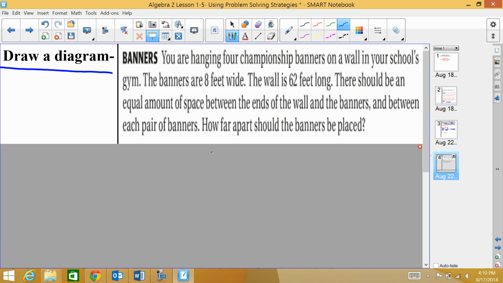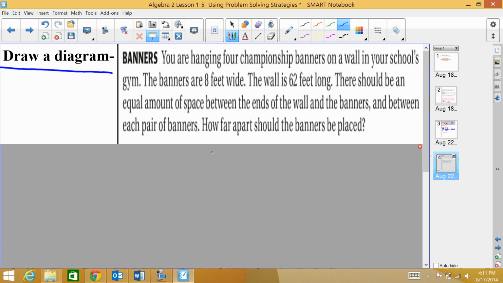My husband and I were planting bushes in our landscaping in our backyard. We wanted to have the bushes equally spaced apart, and we wanted equal space on the ends so that it looked nice and they could grow next to each other and not overlap. So we had to do something like this too. And I drew out a diagram of our backyard when I was doing it.